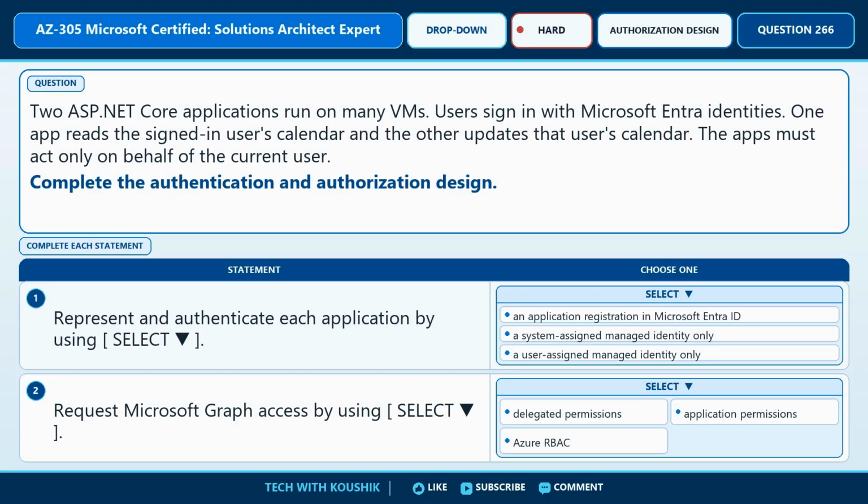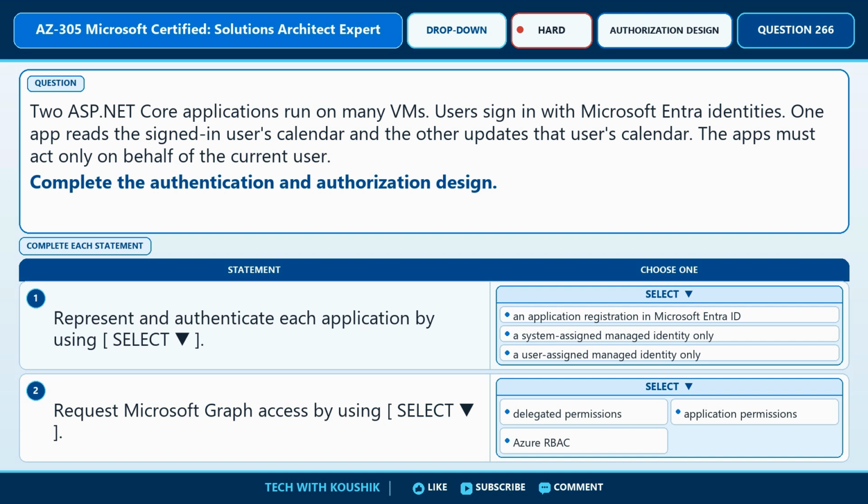We will now analyze question number 266. Let us first review the situation. Two ASP.NET Core applications run on many virtual machines. Users sign in with Microsoft Entra identities. One app reads the signed-in user's calendar and the other updates that user's calendar. The apps must act only on behalf of the current user. Complete the authentication and authorization design.